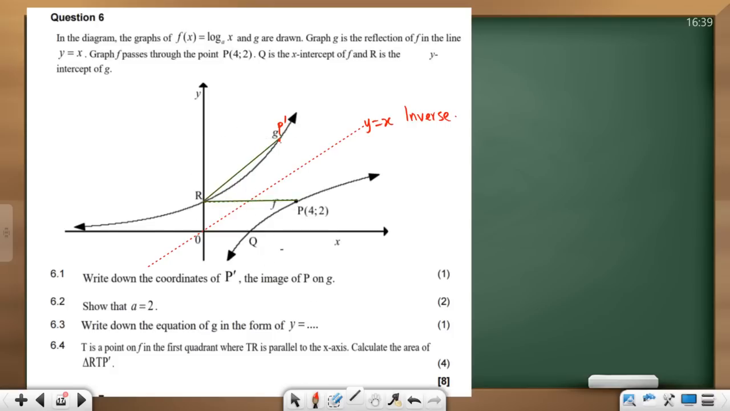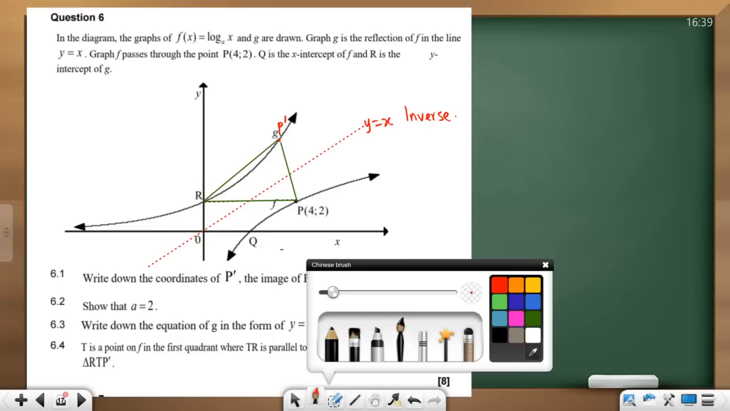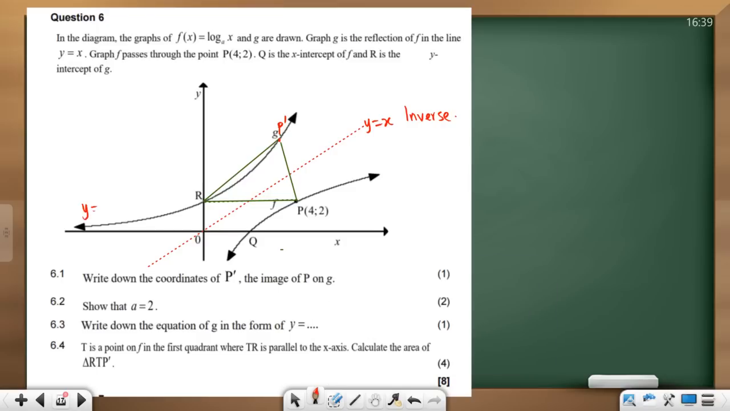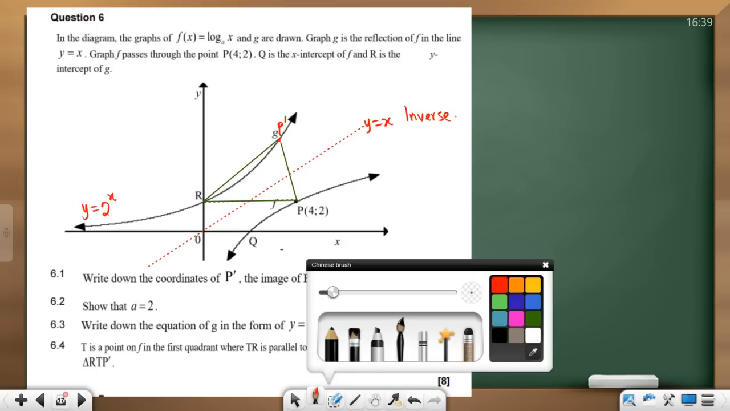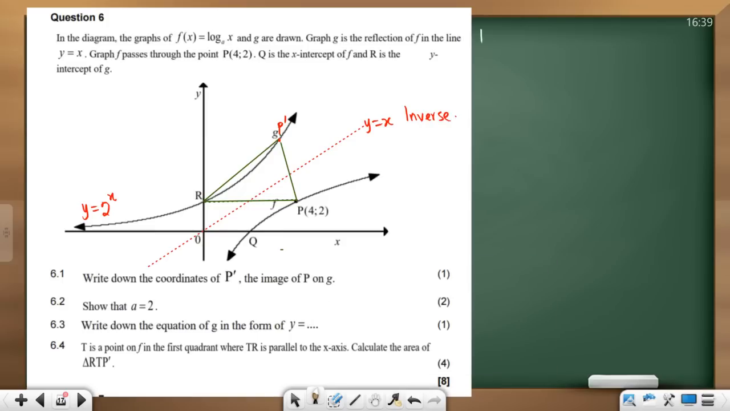Now, what we need to do is to be able to find the respective points. Don't mind that the diagram is not drawn to scale. But one thing I know is this. What is the coordinate of R? Remember, my g inverse is y equals 2 to the power of x. And R, which is my y-intercept, has x equals 0. So the y value is 1.